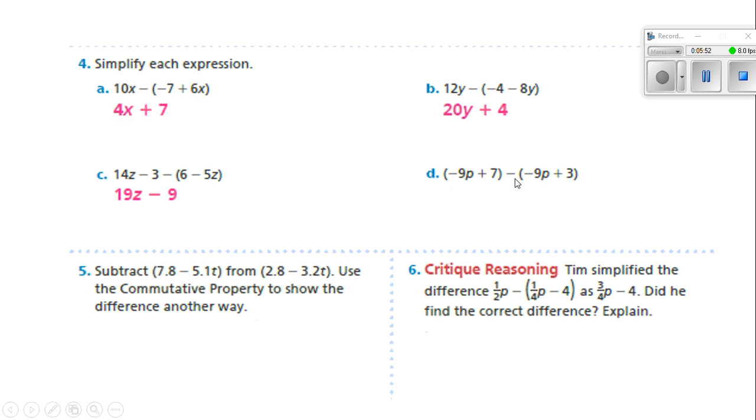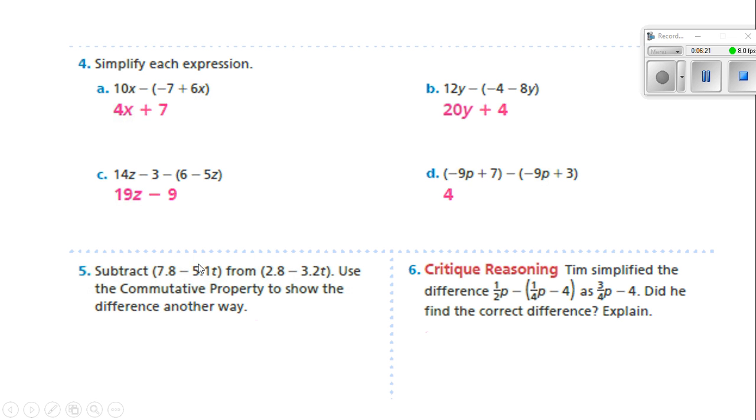D says we've got this negative sign that we have to apply over here. A negative times a negative is a positive, so this would be a positive 9p. Well, negative 9p and positive 9p, that makes no p's. Think about it. Negative 9 people plus 9 people make no people. And next we have a negative times a positive, that's a negative 3. So 7 minus 3 will give us 4. Our answer should be 4.